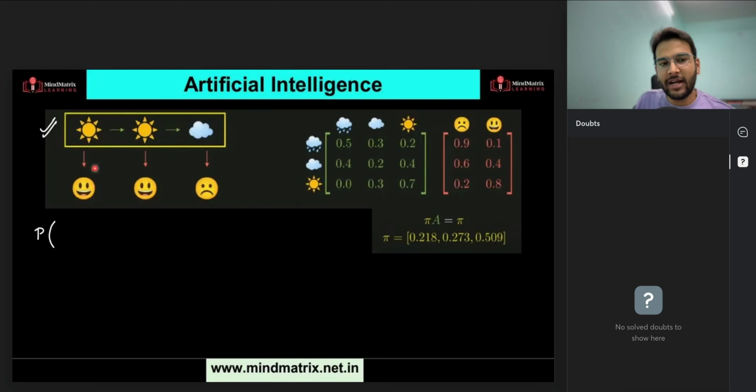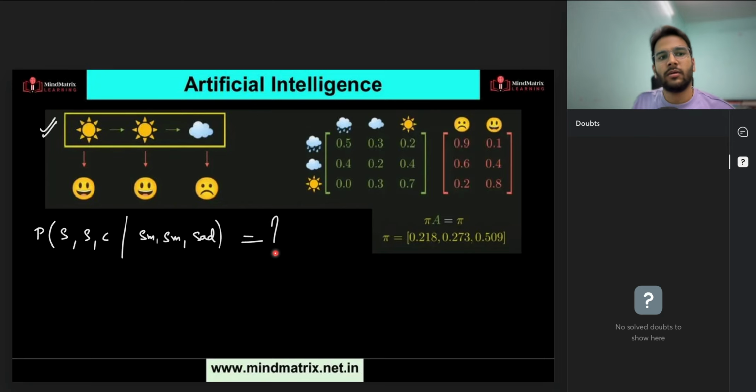So can I say that we can write it like this, that it is going to be sunny, sunny, cloudy, given that it is, you can say happy, or smile, smile, and sad. We are trying to find this one. Yes or no, everyone? This is what we are trying to find.